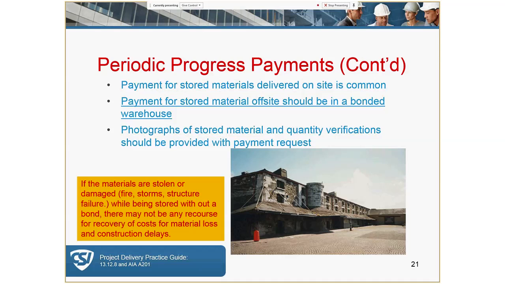So that if they're stolen, lost, or perish in a storm or fire, then that bond will cover the cost of the loss. This process might involve the payment for the AE's time and travel costs to verify that these stored materials are actually delivered. So be very careful when you are being asked to pay for stored materials. Quantity verification, invoices and photographs should be included with the pay application when the contractor is requesting payment for this.